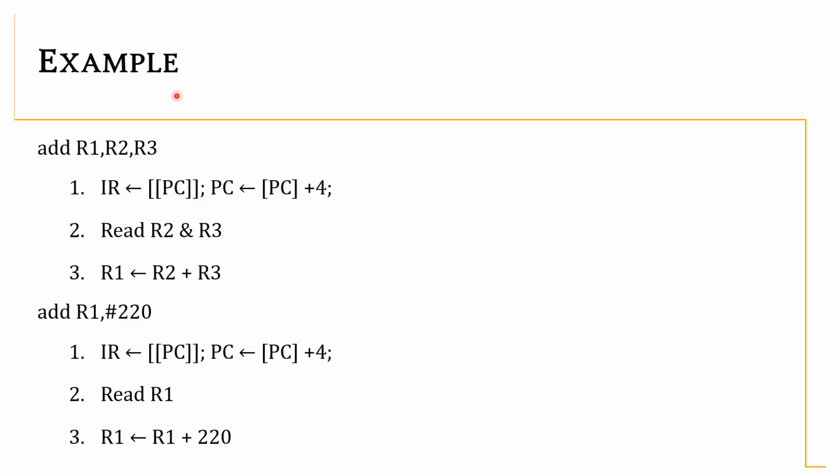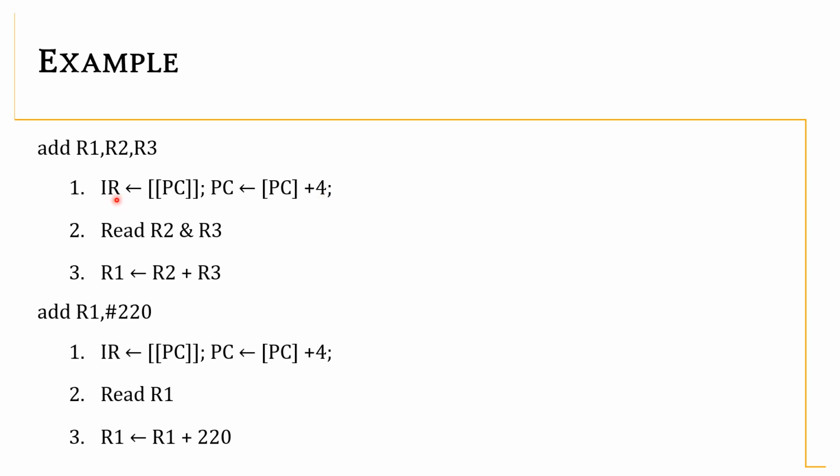Let's look at an example. We have the instruction add R1, R2, R3. When we look at this, we know that this instruction is in the register mode because both the operands are in the register itself. The address of this instruction is in the program counter. So we take the content of that memory address, and that instruction is loaded into the instruction register. By that time the program counter is incremented by 4, which points to the next instruction to be executed.